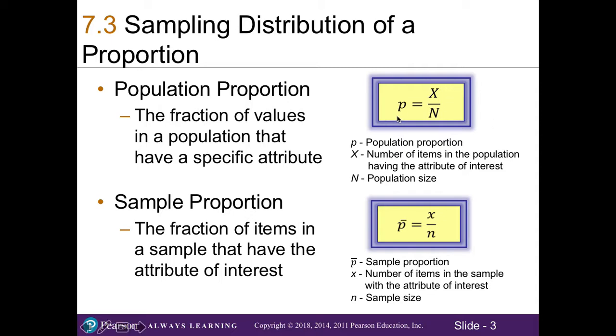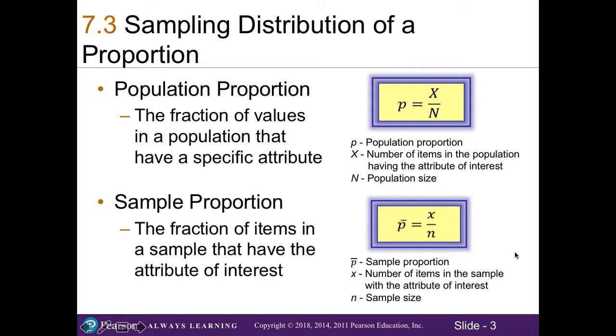So here we have little p, which means our population proportion. To find the population proportion for any particular attribute we're interested in, it is big X, or the number of items in our population that has that attribute of interest, divided by our big N, which is our population size.